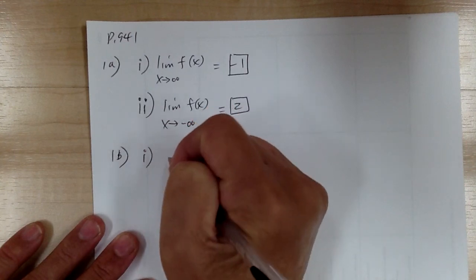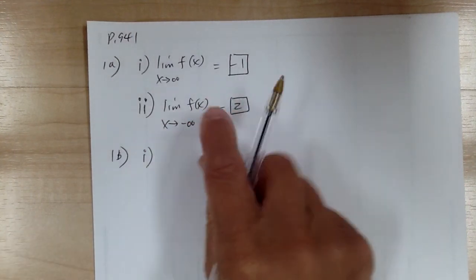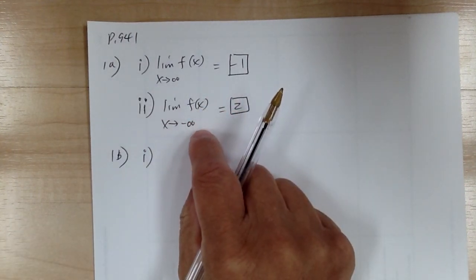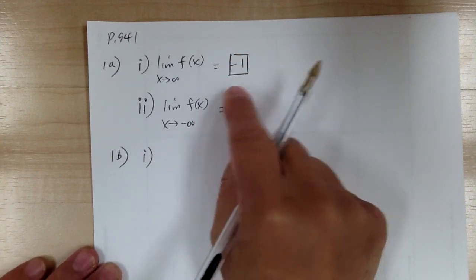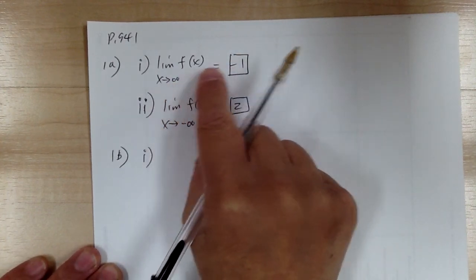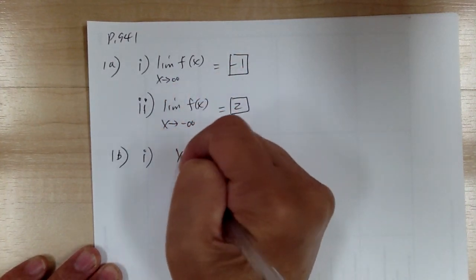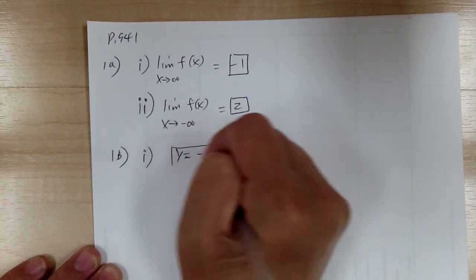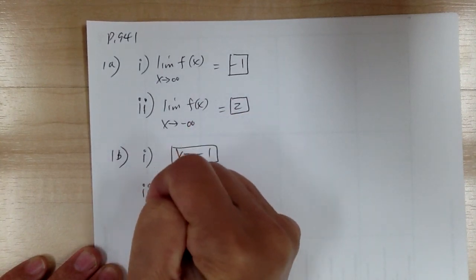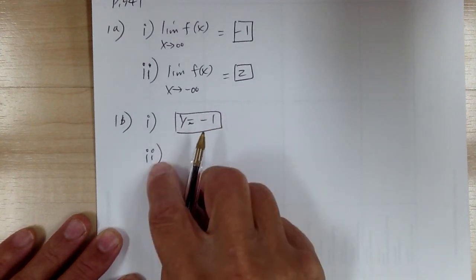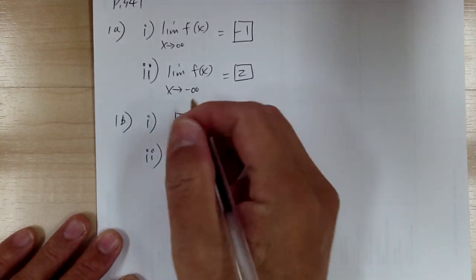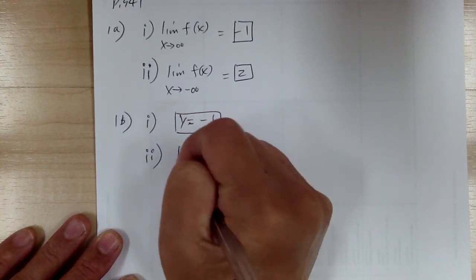Now for part B, you're looking for the horizontal asymptote. For part I, the horizontal asymptote, again, look at the graph, it's going to be the same. So the horizontal asymptote and the limit to infinity are the same. You're going to get y equal to -1. And the horizontal asymptote for the second part, as x approaches -infinity, will be y equal to 2.